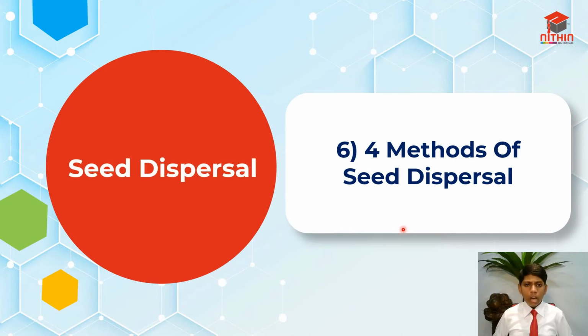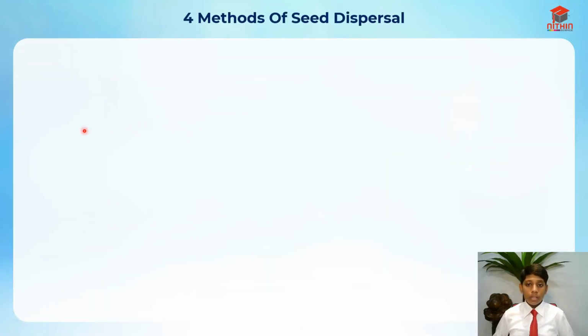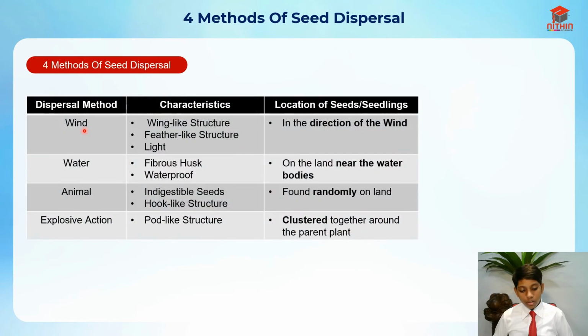Okay, now I'm going to talk about the 4 methods of seed dispersal, like I promised. So the 4 methods of seed dispersal. There are actually 4 methods, like I said: wind, water, animal, and explosive action. Okay, let's take a look at wind first. So these characteristics over here are actually for the seed or fruit.